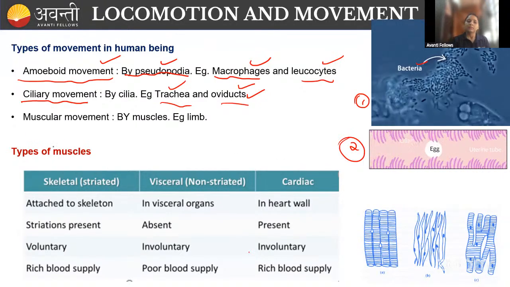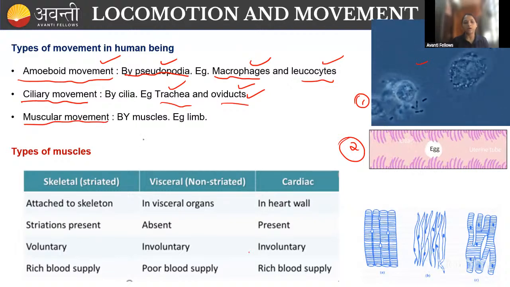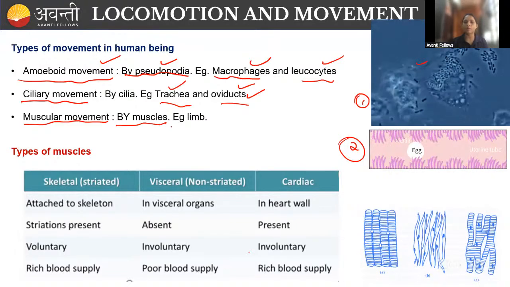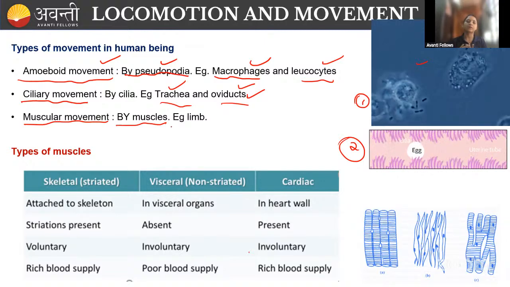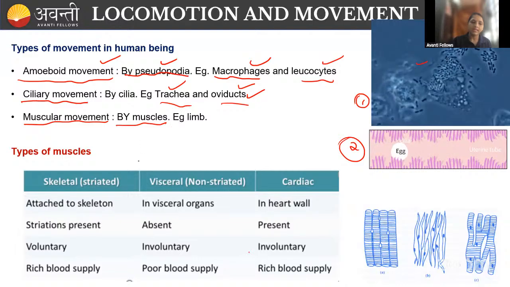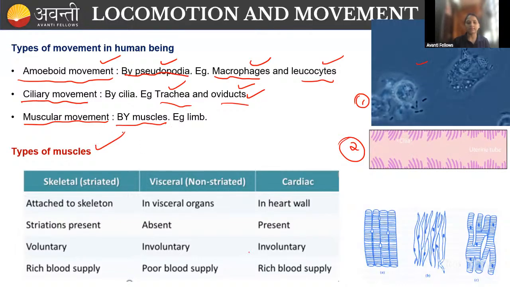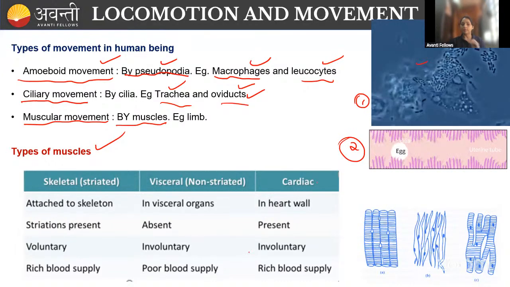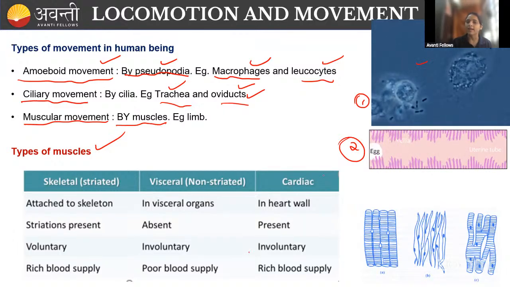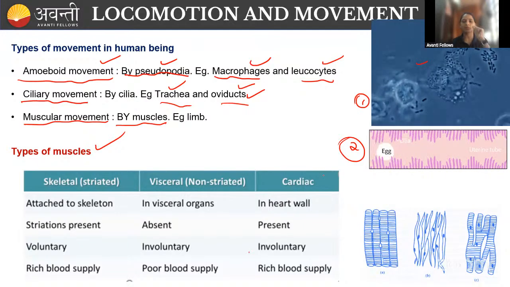Then coming to the muscular movement, you all know that with the help of muscles and limbs we do movement. That is the muscular movement. In this chapter, we are mainly going to focus on the muscular movement. Okay, fine. Let us talk about the types of muscles. I think you are aware of the types of muscle. We already studied this in the structural organization of the organism. Once again, I am repeating here. What are the characteristics of the muscles, guys? Can anyone tell me? What are the characteristics of muscle?